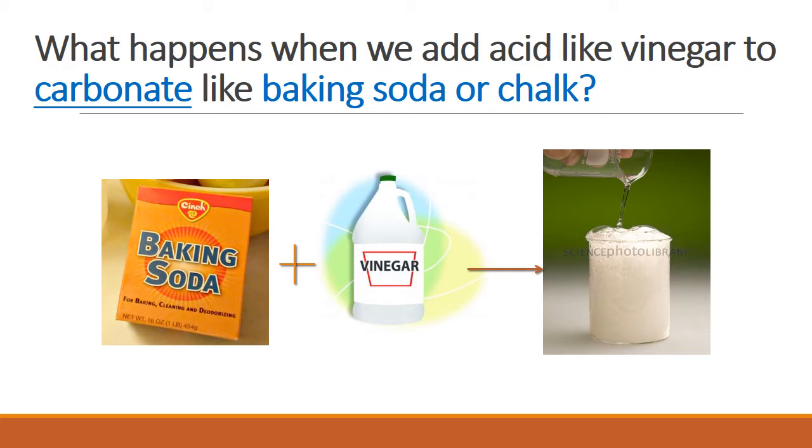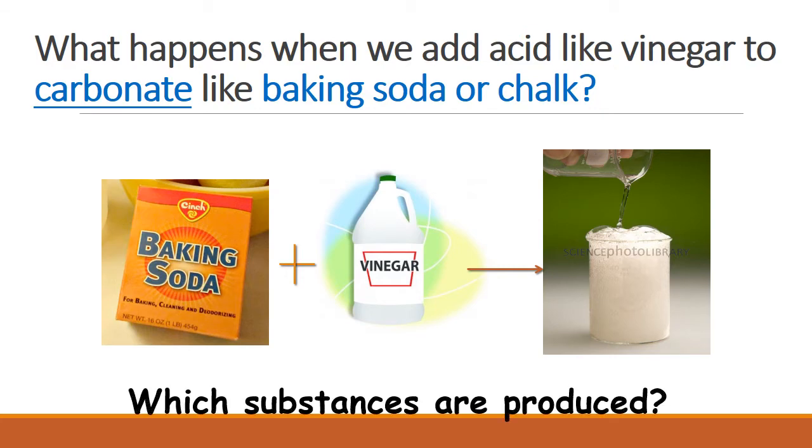So as we said, the acid is the vinegar and the carbonate is the baking soda, and the chalk is also a carbonate. So baking soda plus vinegar produces a new substance. So which substances are produced? As we saw, we have formation of bubbles, meaning formation of gas, and formation of precipitate, which is salt, and water. These three substances are produced.